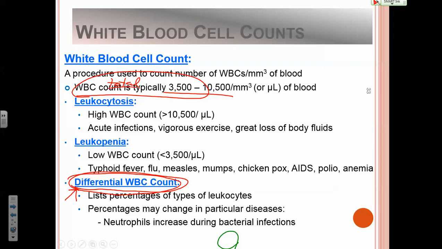Okay? So in a medical lab setting, these differential counts are very, very important. And that's why I want you to memorize the percentages. Those percentages are the norms for differential counts. Okay? All right.